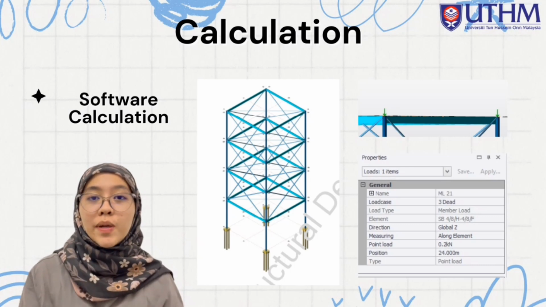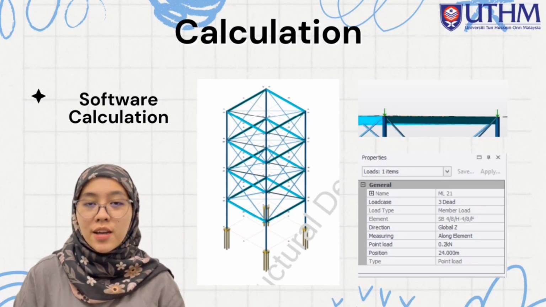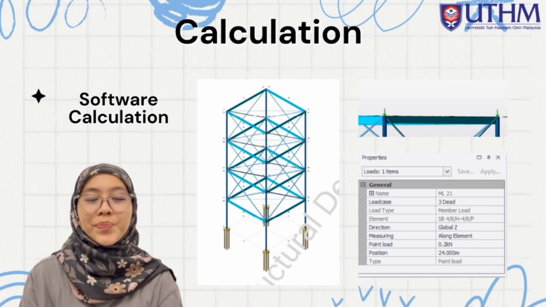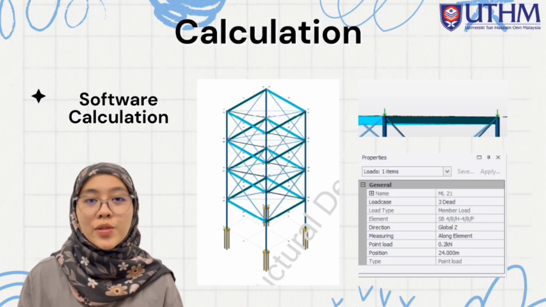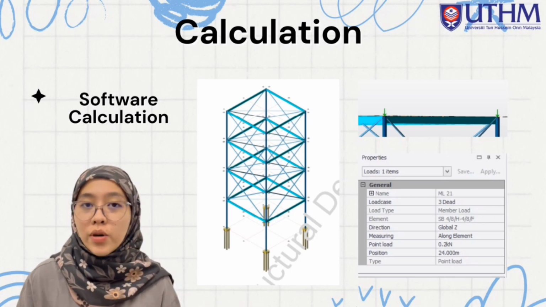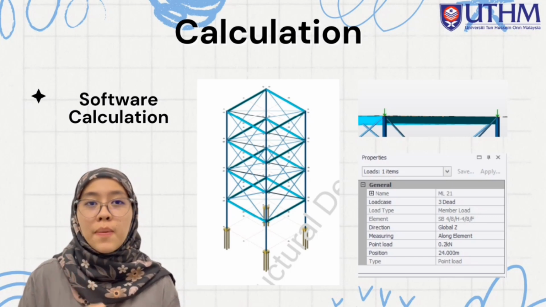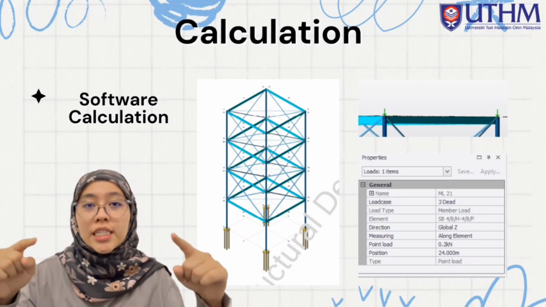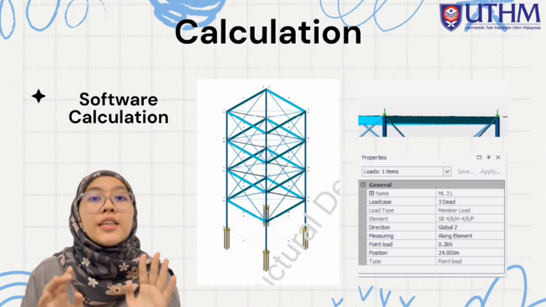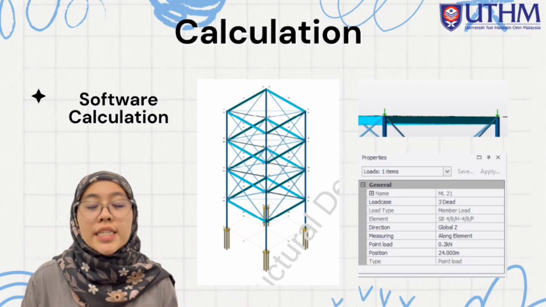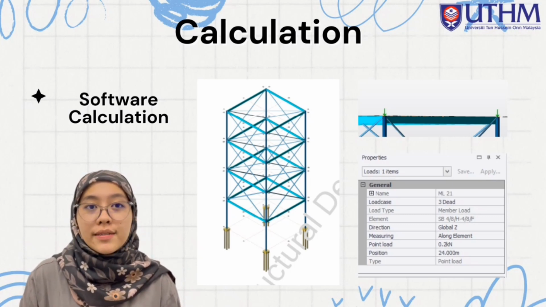Today I will be presenting the structure analysis of a tower model using Tekla software for calculation. To start with, the type of load applied in our model is a point load. Specifically, there are 4 point loads applied at the top of the tower, each positioned at the joints. The value of each point load is 0.2 kN.